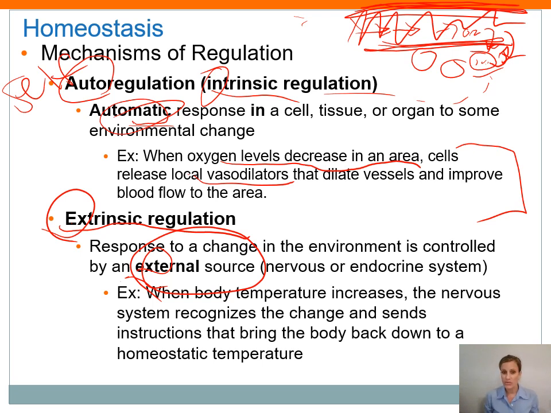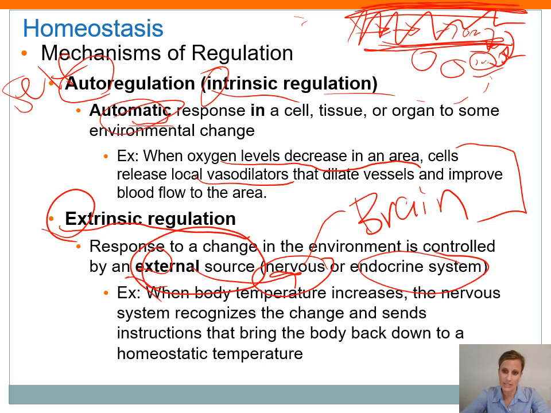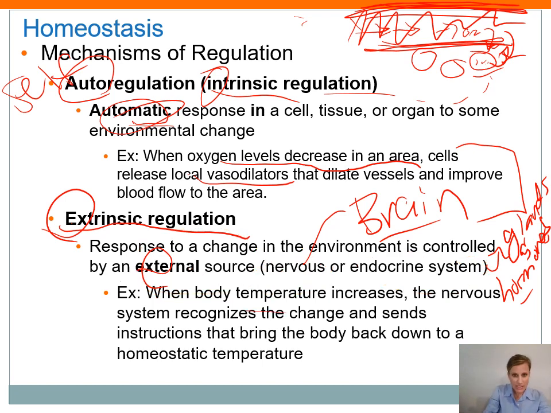In most situations with extrinsic regulation, the external source is normally the nervous system, which is like the brain, right? The brain tells the body what to do in a lot of situations, or the endocrine system. The endocrine system includes glands and hormones. Okay, so very frequently, if we're relying on some other organ to fix something for the body, it's going to be either the brain or some sort of a gland or hormone. An example of extrinsic regulation, again, is body temperature.